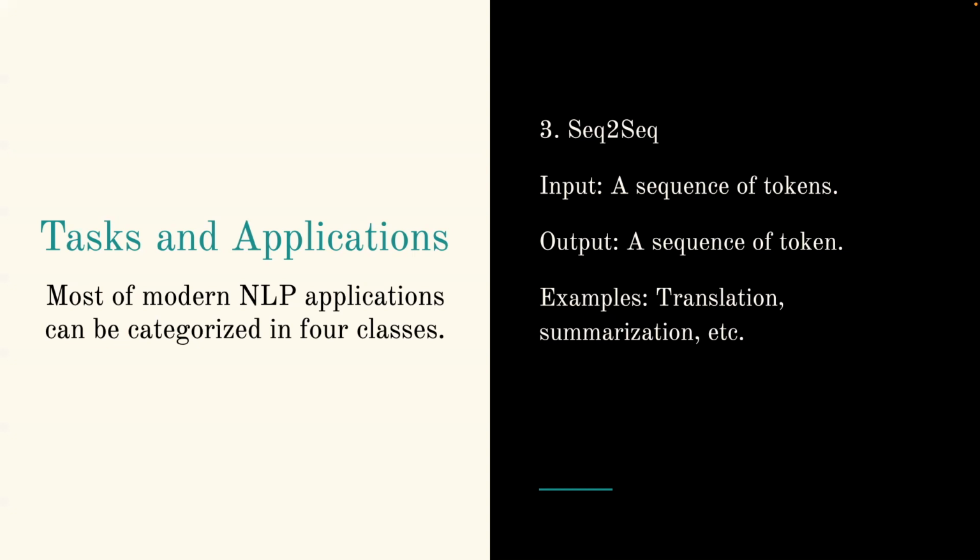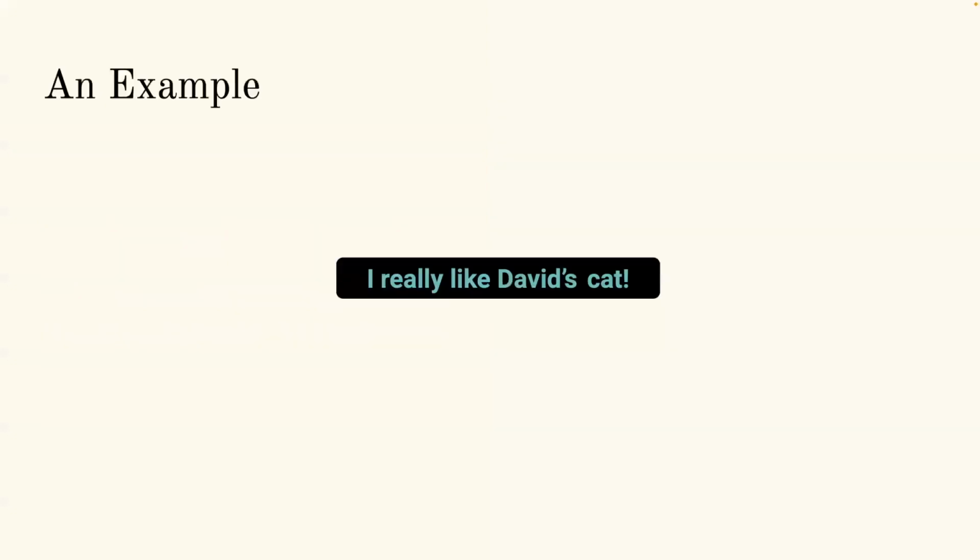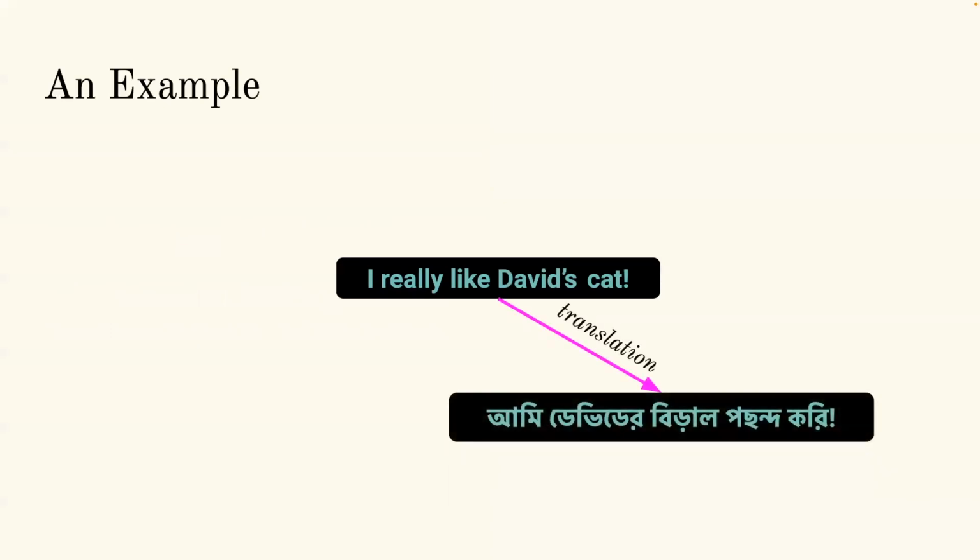Now, let me explain these things using one single example. So here's the sentence: I really like David's cat. Now, one task could be translation. What is written underneath is the same sentence translated into Bengali. So it says, Ami Davider Belar Pochond Kori. So it is just the translation task.